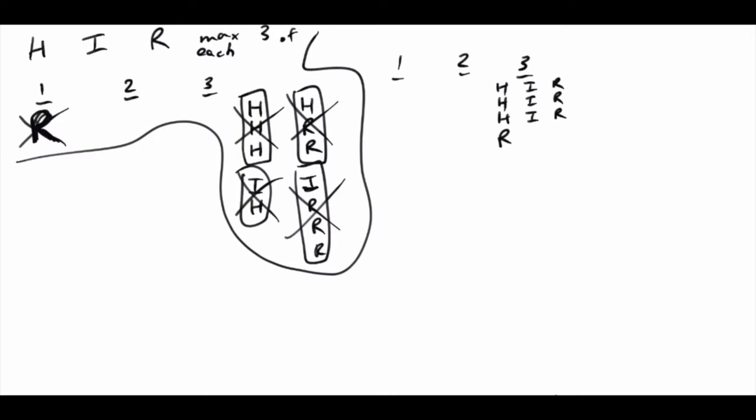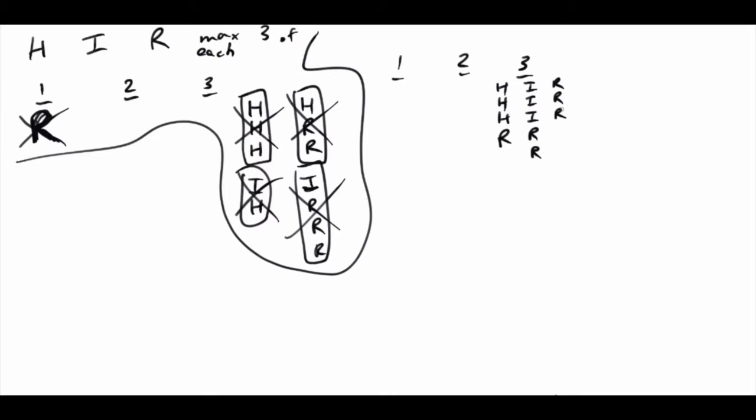So we've proven that the answer is not 2 or 3 because it's at least 4, right? So it can't be A or B. Anyway, let's keep going. What if we have three I's? Could we have any H's? No. Could we have any R's? Sure. I can't put three R's because that would break this rule, but I could at least put two of the three R's. So now we broke our record. We have 5 subzones in one zone.